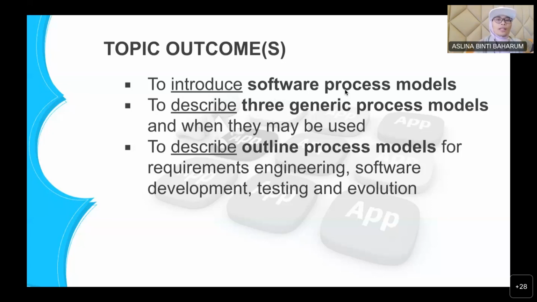Okay, so at the end of this topic, you should be able to introduce to maybe not your friends, maybe to other friends who did not take this course, what is a software process model. Okay, to describe the three generic process models. Okay, and why you choose it, when to use it, why to use it, and how to use it. Okay, and finally, to describe the outline process model from the three generic ones.